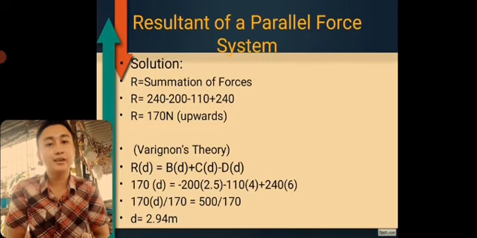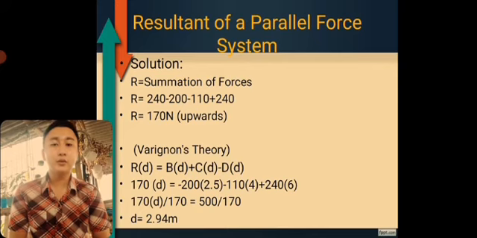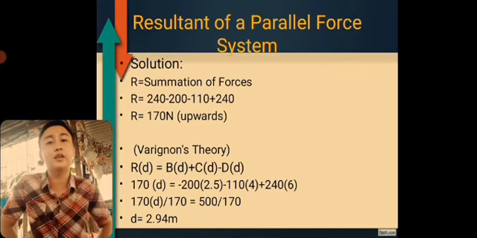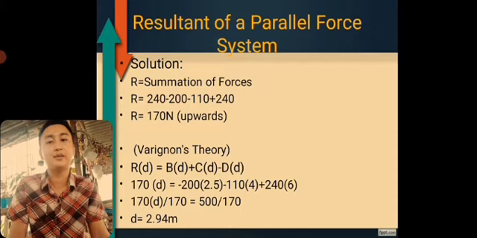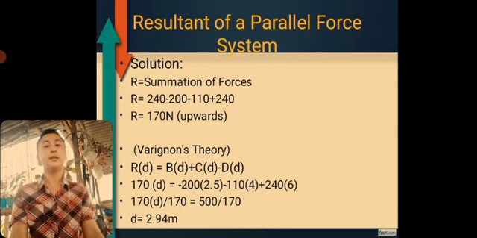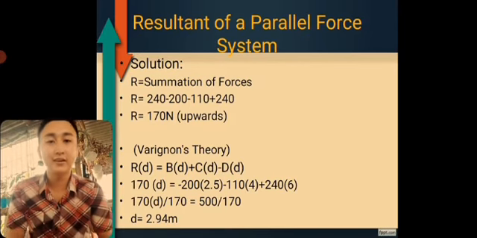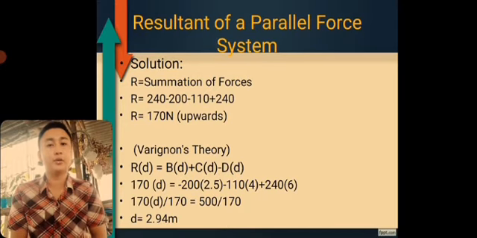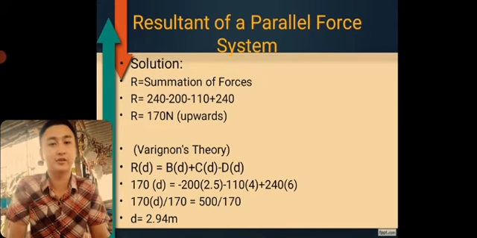And to calculate that, we have found that the resultant is equal to 170 Newtons, and the direction of it is upwards because 170 is positive. And to find the distance of the resultant, let us use Varignon's theorem.